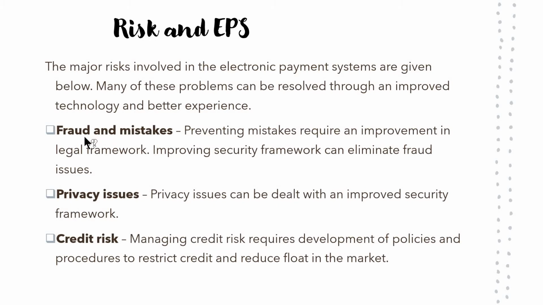In this, the first one is fraud and mistakes: how to prevent mistakes and how to detect frauds. This can be improved only via the security framework, that is nothing but the design structure of a security system to eliminate fraud. The same way, the system also uses a protocol for the identity of a person for authorizing a payment. In that case, what type of mechanism will be used?